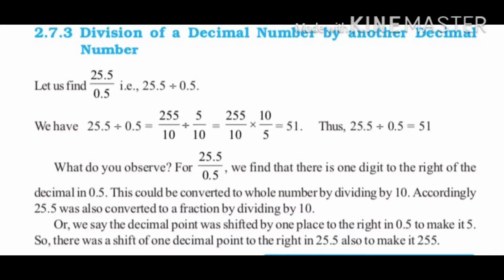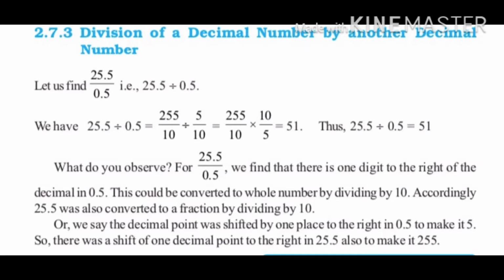Now let us see that if we want to divide 25.5 by 0.5, it means we can write it like this: 25.5 divided by 0.5. Now here you can see the first number is also decimal and the second number is also decimal. Now you can remove the decimal of both the numbers by dividing them by 10. Now you can ask one question, that why we are dividing by 10.